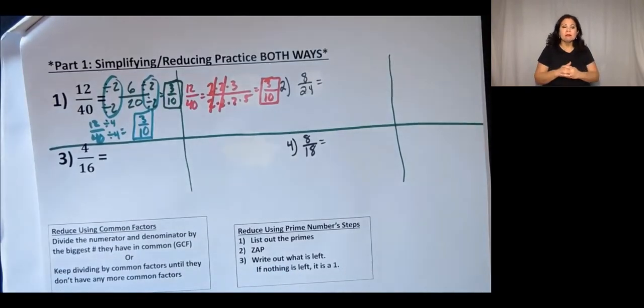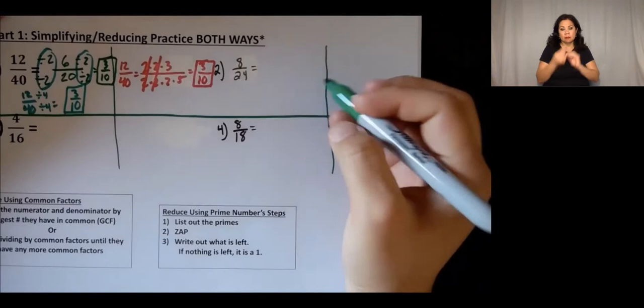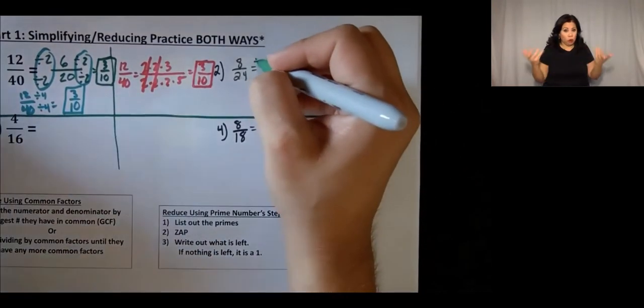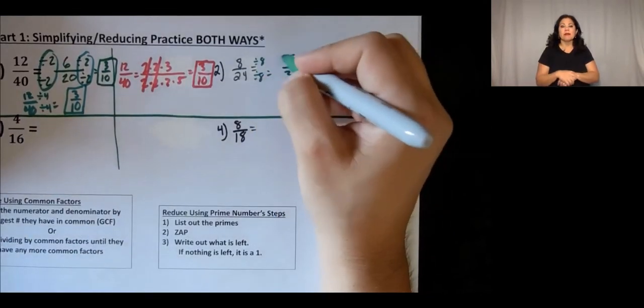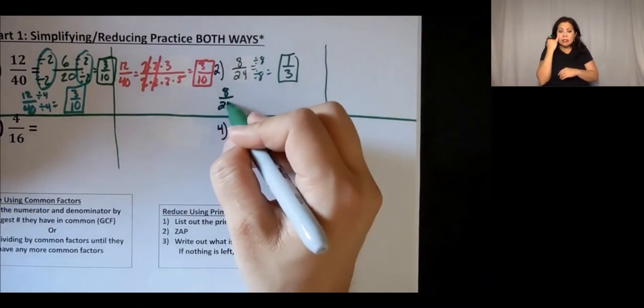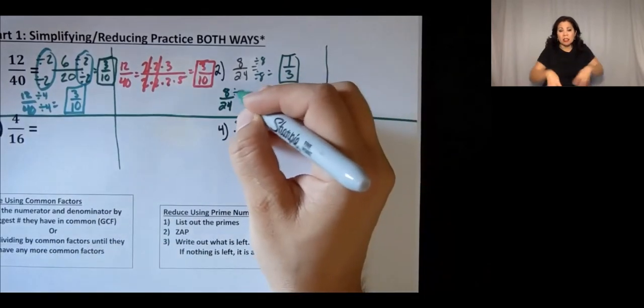All right, let's look at number 2. The biggest number they have in common is 8. So divided by 8, divided by 8. I get 1/3. Now, what happens if you didn't see 8 as the biggest one? What if you knew that 4 goes into both of them?